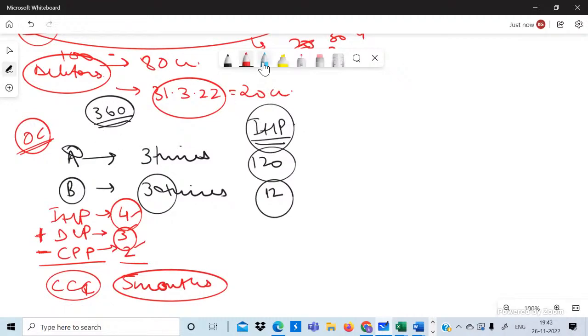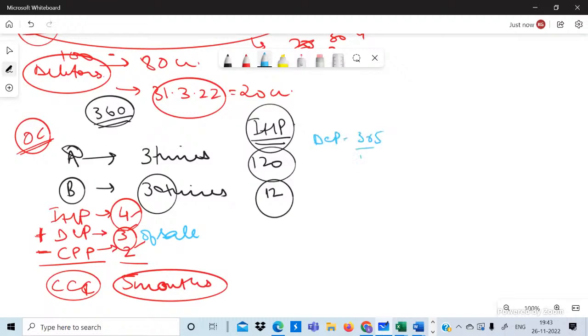The problem is, when you calculate debtors collection period, this is 3 months of sale, and that too credit sale. Because how do you calculate your debtors collection period? Your debtors collection period was what?